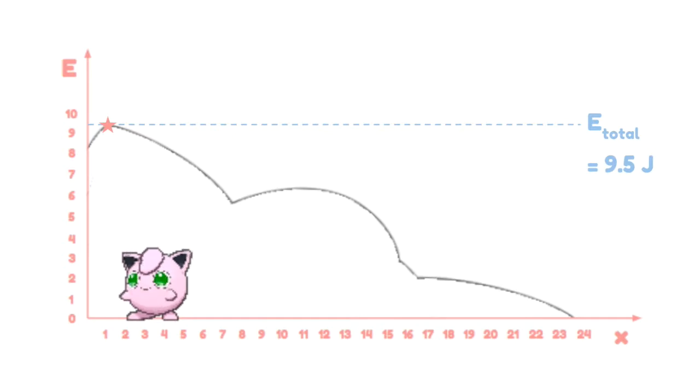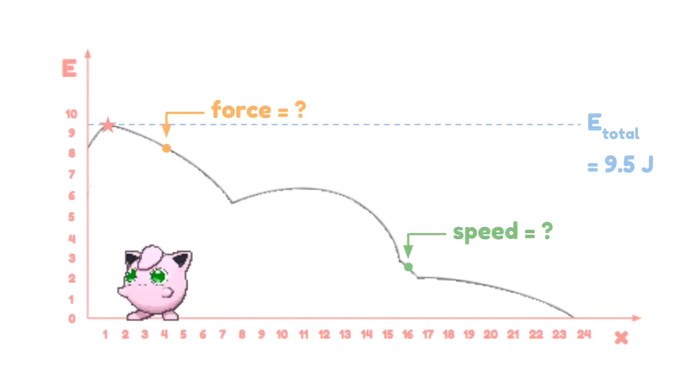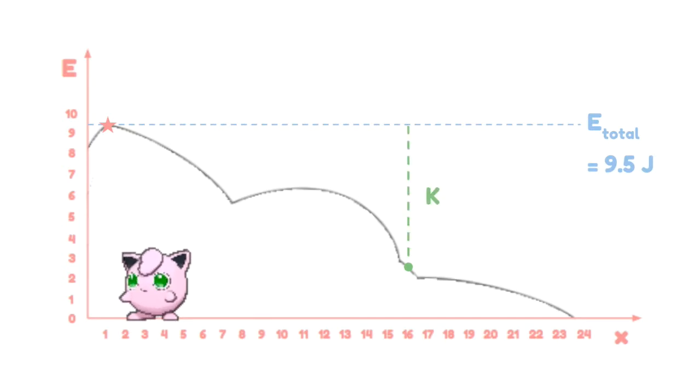Now, if we establish what we want to know, we're looking for the speed at which the particle is traveling at x equals 16 and the force it experiences at x equals 4. Let's look for speed first. The first thing we want to do is determine how much kinetic energy the particle has at its position because it has moved so much from its starting point.